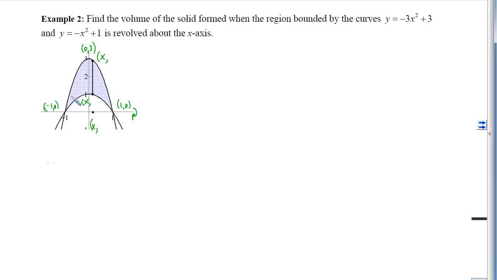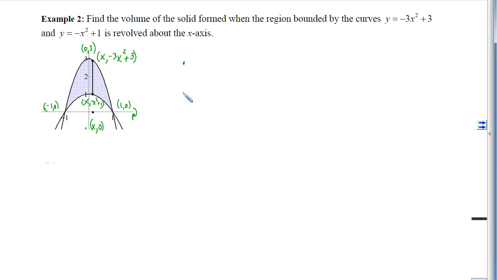This point has a y-coordinate that comes from the top curve, and the top curve is this one because it's got a vertex at (0, 3) as opposed to (0, 1). So we'll put negative 3x squared plus 3, and then on this one we are on the second parabola, which is negative x squared plus 1. And then our third and final point, which is on the axis of revolution, has a y-coordinate of 0.